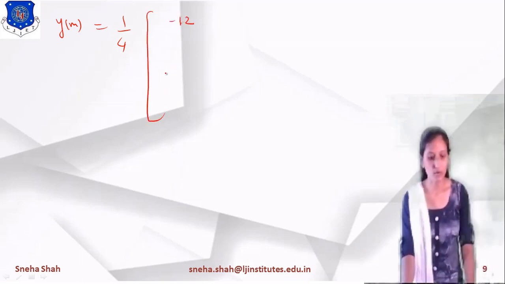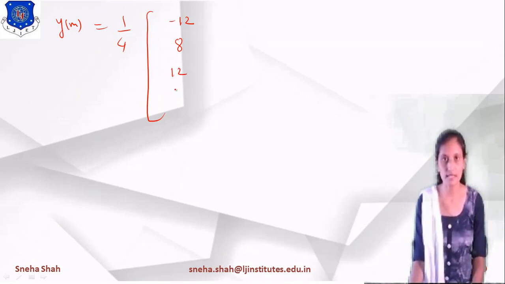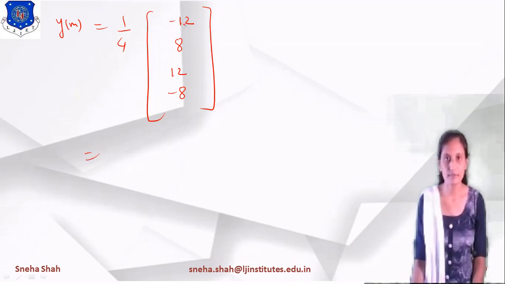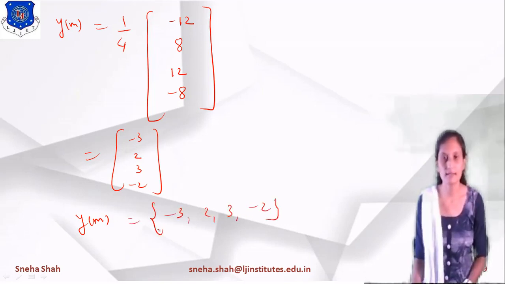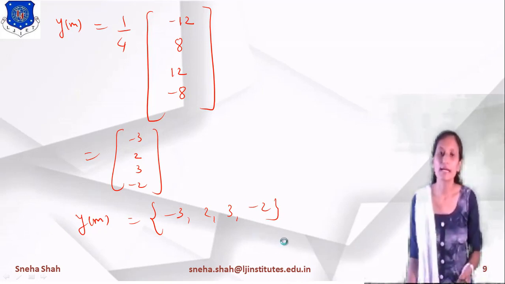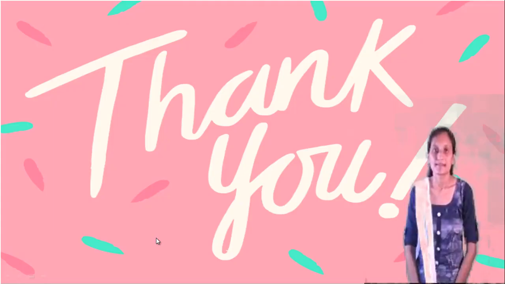Similarly, if I am finding all the other values, then the next value equals 8, the next value is 12, and the last value is minus 8. So if I am solving this, then minus 12 divided by 4 gives the answer minus 3, then 2, 3 and minus 2. Now representing this in the form of y of n, the value will be minus 3, 2, 3, minus 2. So this is your final answer. Now you can see that if this is compared with the matrix form or any other form like the graphical method, the answer will remain C. Thank you so much.